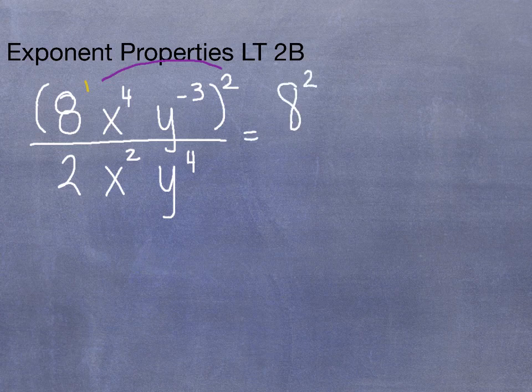Now I move on to the x. My x stays the same, but I'm going to multiply out 4 times 2. 4 times 2 is going to be 8. Next is my y. Same thing, we still need to multiply that -3 by the 2. -3 times 2 is -6. I haven't touched my denominator yet, so that is all going to stay the same.